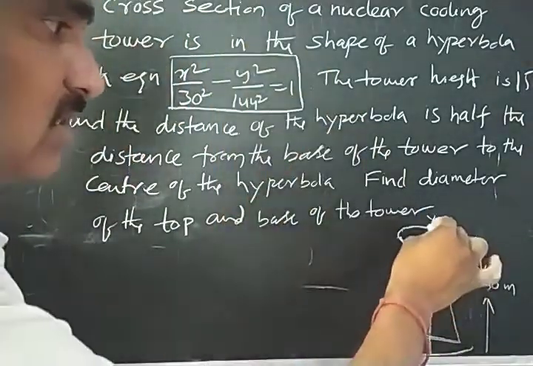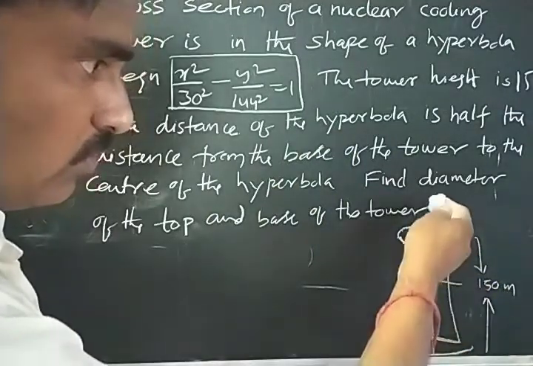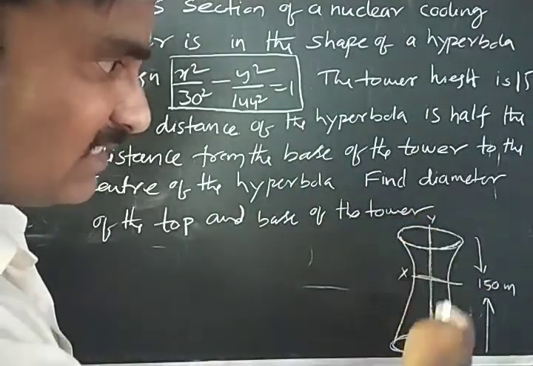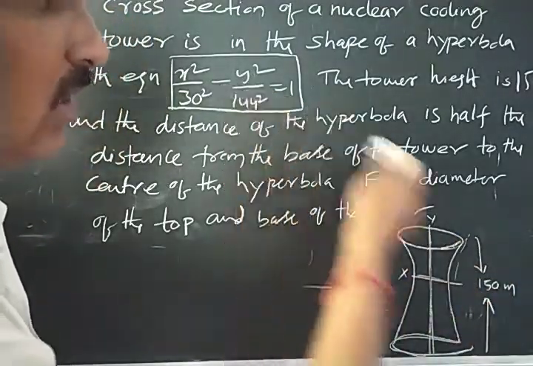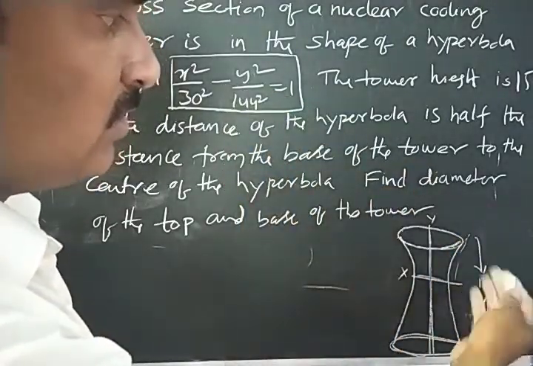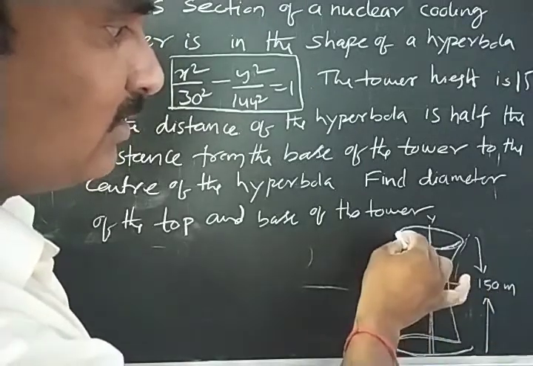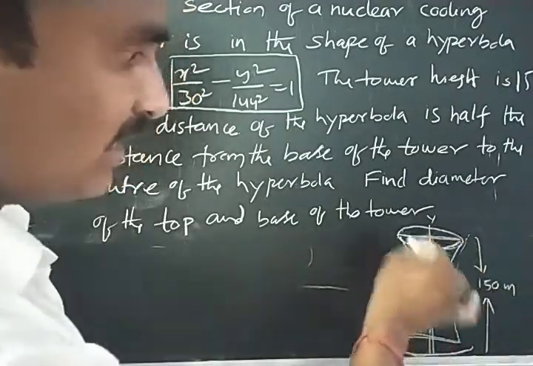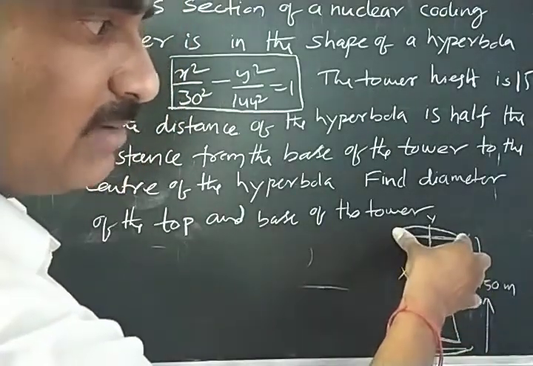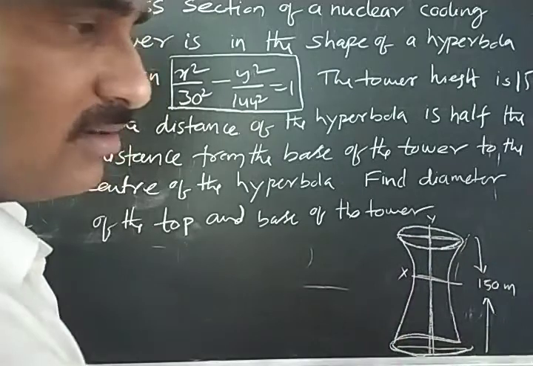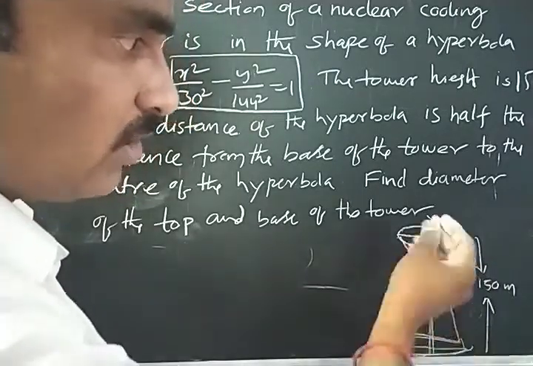Right? This is the top of the tower and this is the base of the tower. Cross section means if you cut this tower using the y-axis, you will get a hyperbola. This hyperbola equation is also given. The height of the tower is 150 meters. We are going to find the diameter of the top and the bottom. If you know the radius, you will get the diameter of top and bottom.